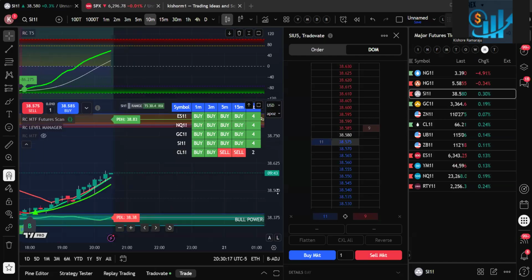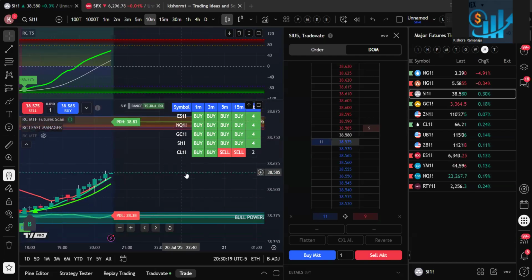Yeah, I'll try to add this table to futures level and futures level manager, so that this futures level manager will also show this table.